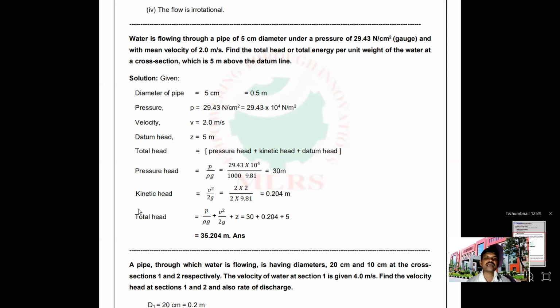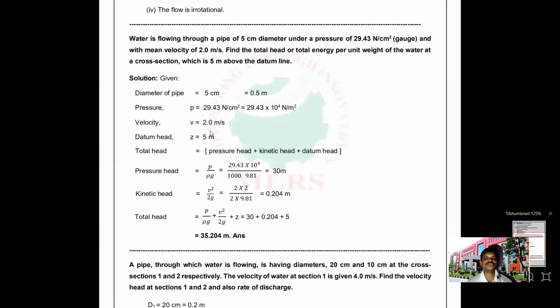Okay, next come to kinetic head. What is the kinetic head formula? V square by 2g. So here we need velocity. What is the velocity? 2 meter per second. So V square, 2 square, is nothing but 2 into 2, divided by 2 into g, which is 2 into 9.81. Simplifying this equation, we get 0.204 meter.